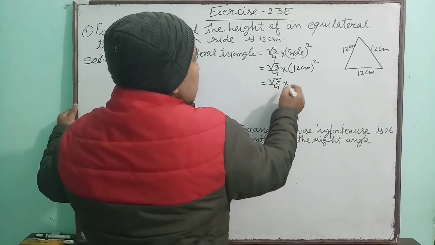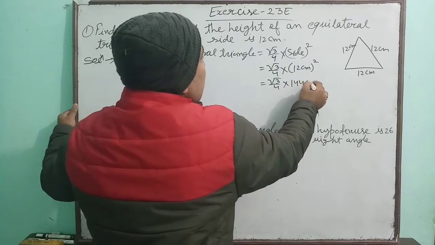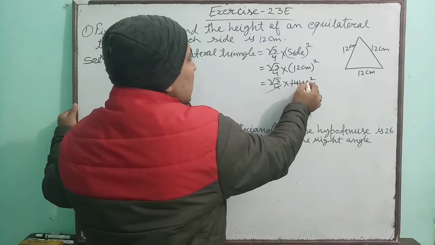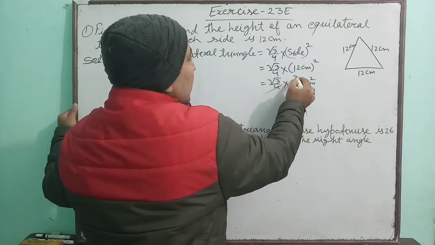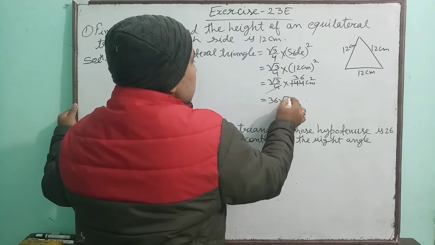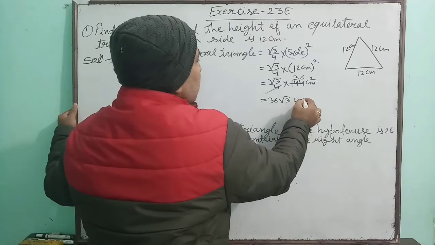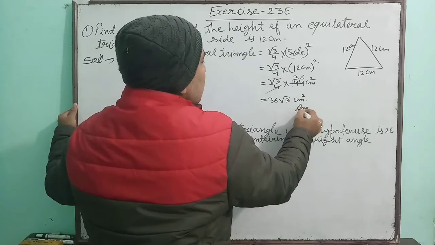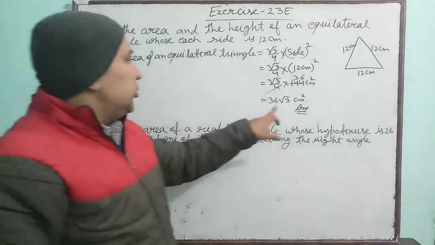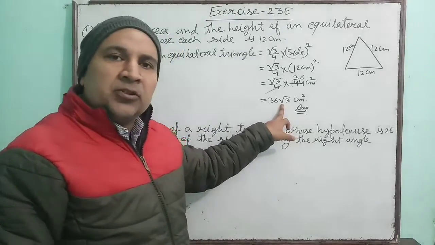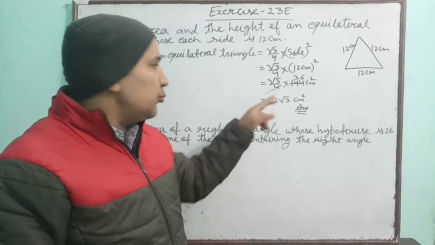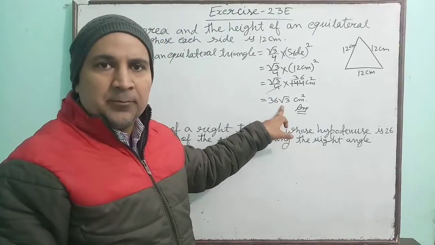If you solve this one, 12 square is 144 centimeter square. Dividing 144 by 4: 4 into 3 is 12, 4 into 6 is 24. That means 36 into root 3 centimeter square. This is the area of the triangle. You will not put the value of root 3 because you have not learned the method of how to find the square root of this number.